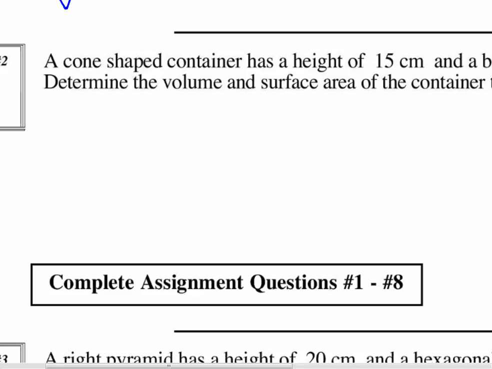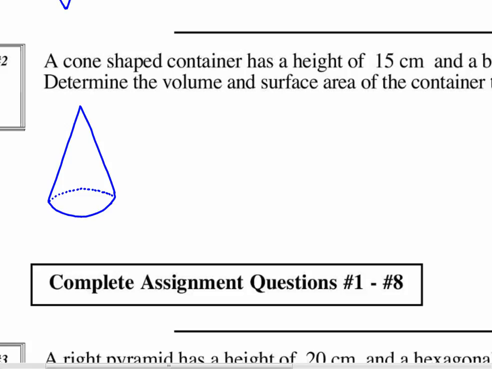A cone-shaped container has a height of 15 centimeters. So we have a cone. Cones are way easier to draw. But they have no ice cream. It's true. Nowadays cones, unless you had a waffle cone, they're not really shaped that way.